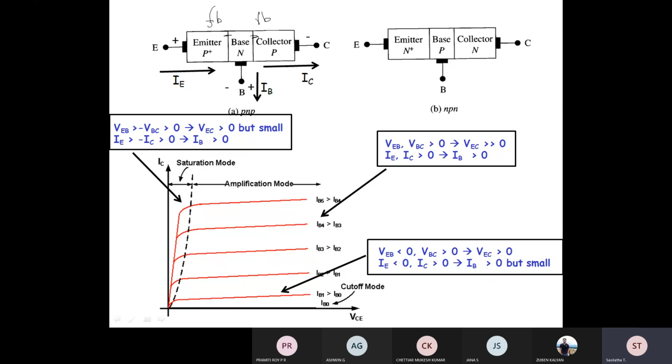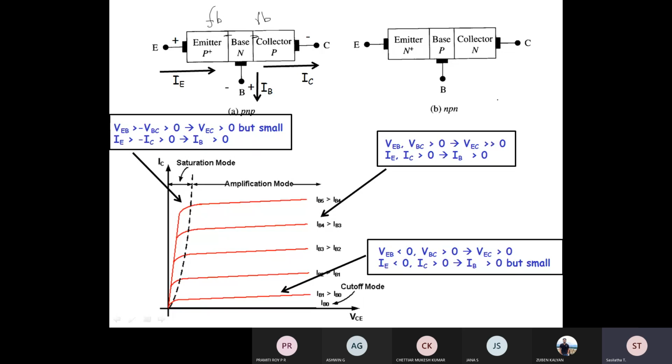What is called forward bias? Subhan, do you have any answer for it? What is called forward bias? Ma'am, when current flows from positive terminal to negative terminal, it is called forward bias. No, no. Forward bias in the sense of biasing. Externally, we are applying some voltage.